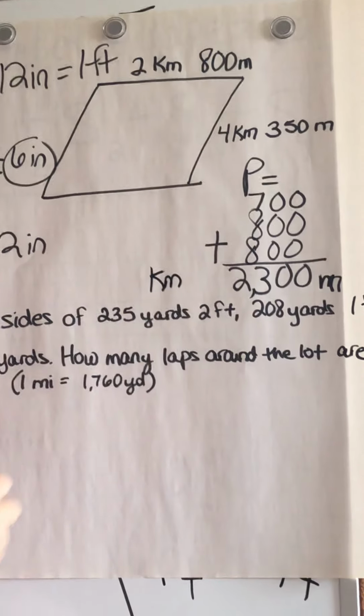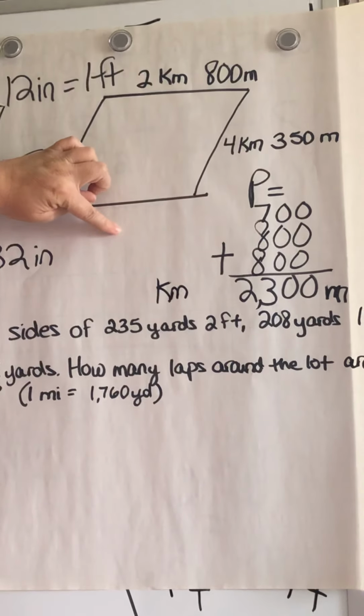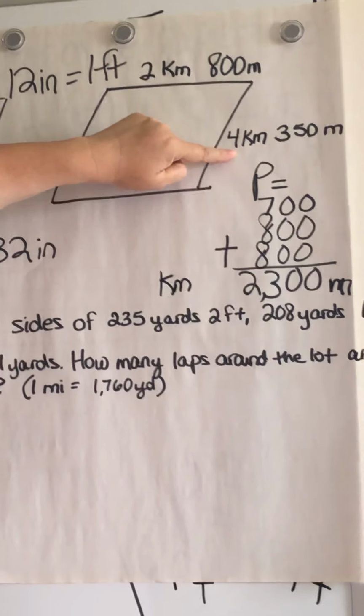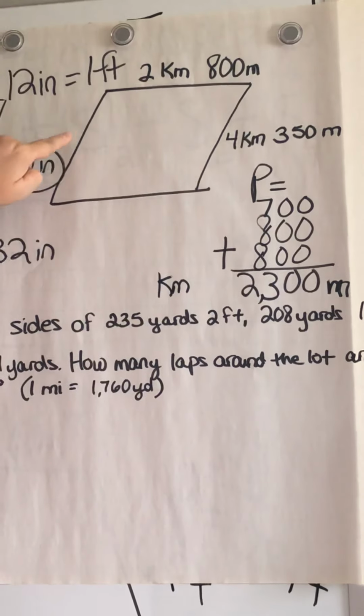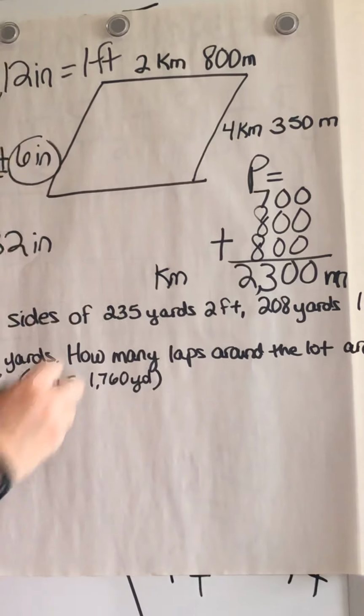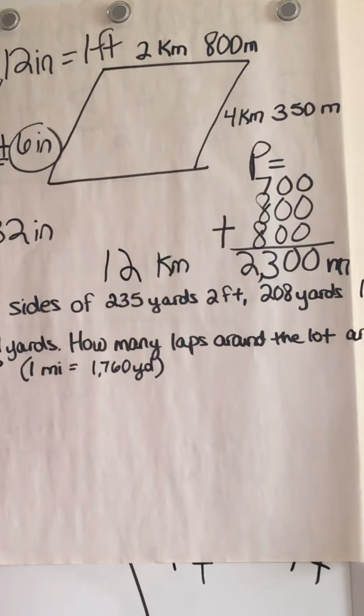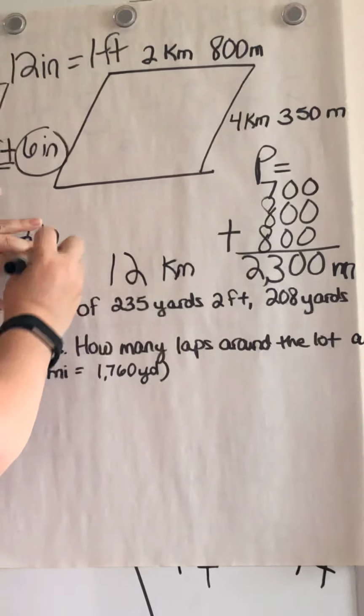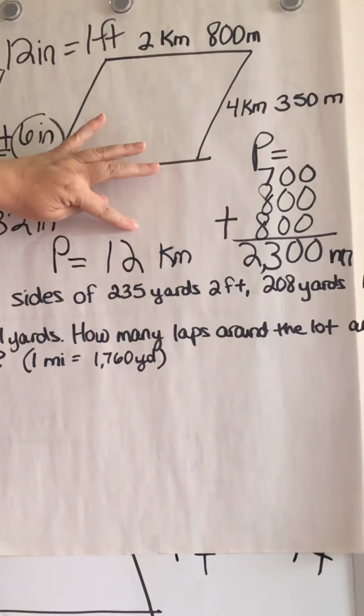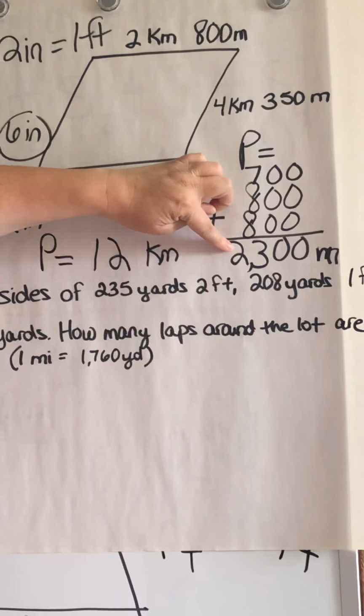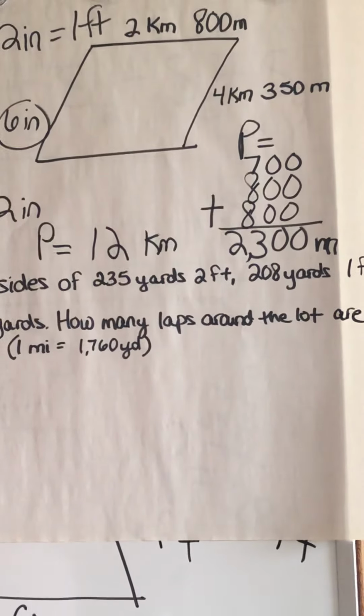Well, this should be a little easier. 2 plus 2 is 4. 4 plus 4 is 8. Plus another 4 makes 12. So your answer for the perimeter is 12 kilometers and 2,300 meters.